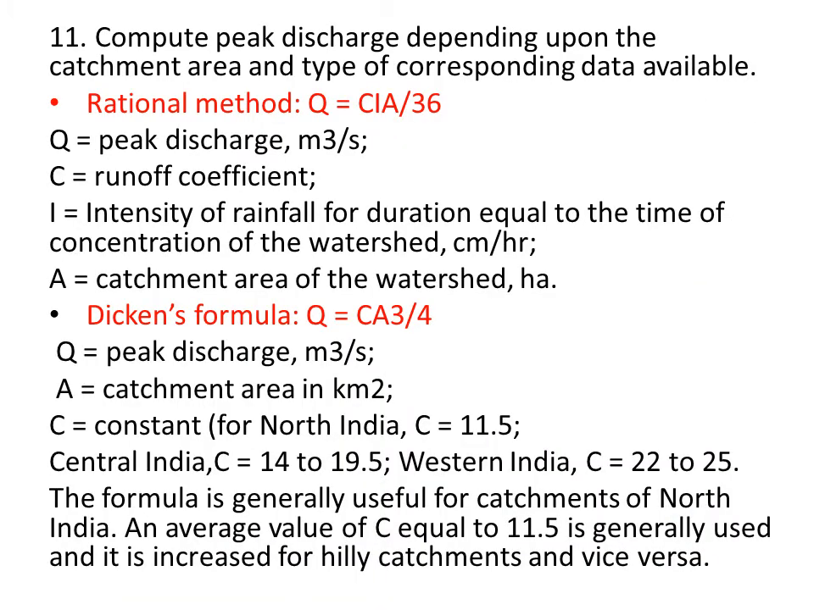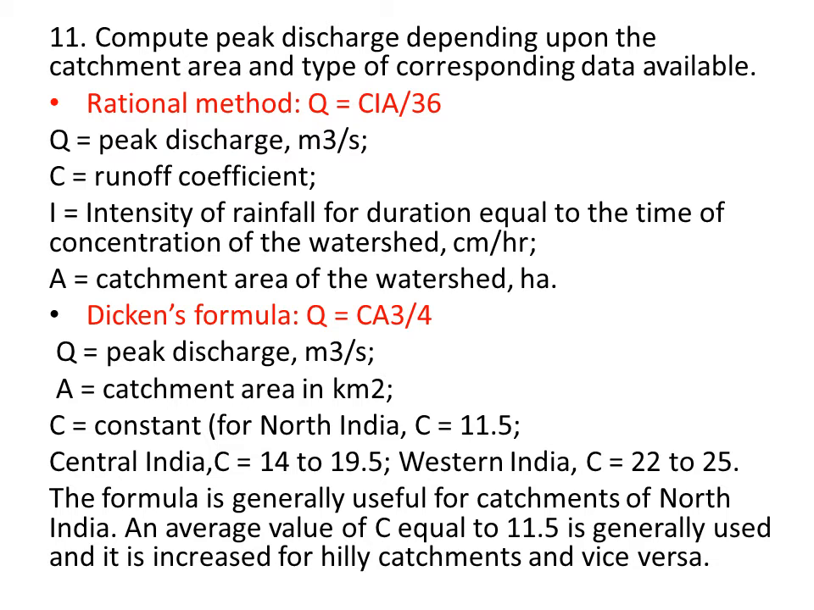Compute peak discharge depending upon the catchment area and type of corresponding data available. So you can use the rational method or some empirical formulas. The rational method, the formula is Q equal to CIA by 36, where Q is the peak discharge in meter cube per second, C is the runoff coefficient, I is the intensity of rainfall for duration equal to the time of concentration of the watershed in centimeter per hour, A is the catchment area in the watershed in hectares.